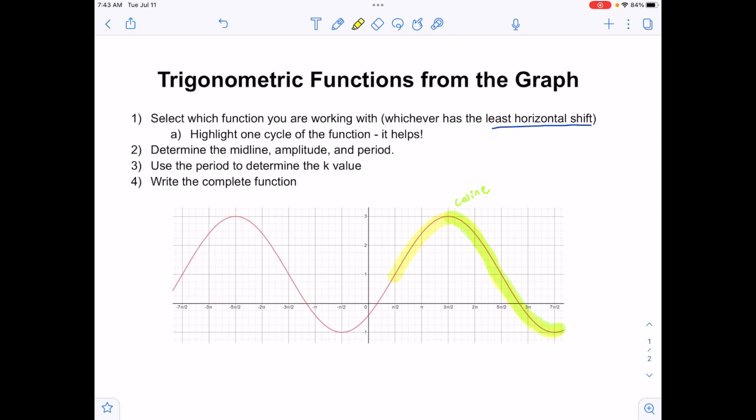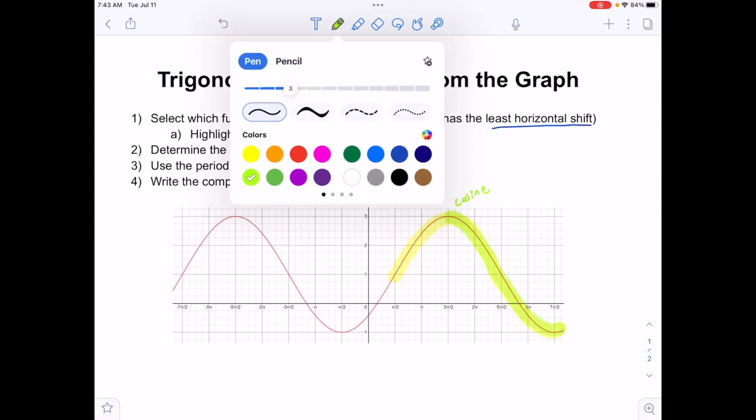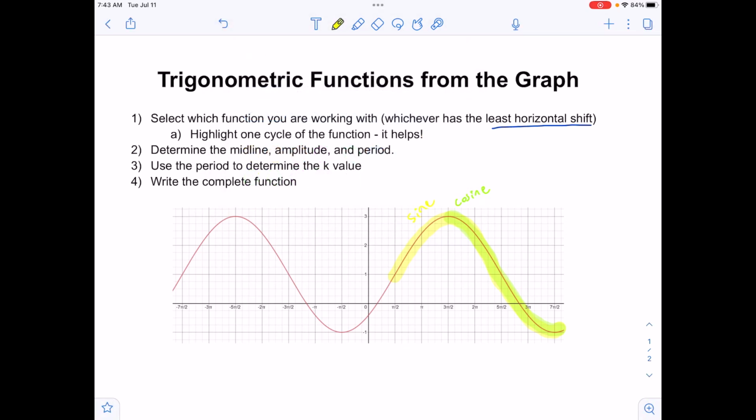And the graph is cut off. We do not have the entire cycle, but that's okay. We can determine everything that we need to determine using the graph that we were given. So this is a sine graph. It's got the least horizontal shift. Cosine would have had a shift of 3π/2, whereas sine only has a shift of π/2. I'm going to erase the cosine now because that is not helpful, and we are just left with our sine function. Okay, good. So we've determined it's sine. That's the one that's got the least horizontal shift.